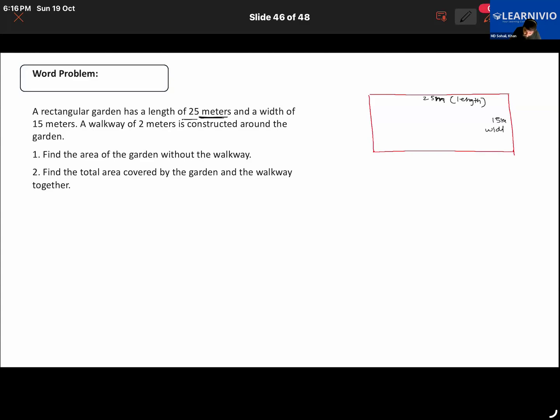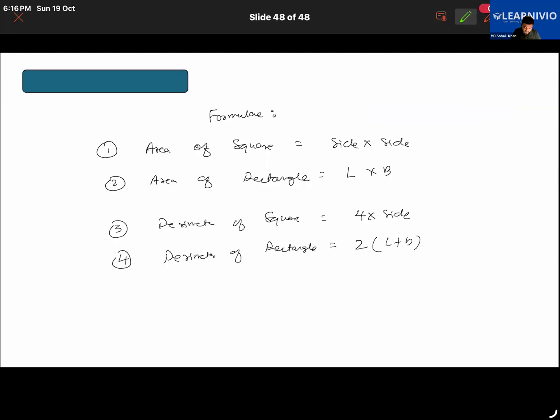See, you're confusing area with perimeter here. Okay, now you know the formula, but first of all, you need to understand what the question is asking. The question has asked you to find the area of the garden without the walkway. We will get to that in a while, but first, the question clearly mentions area. So you are using the formula to calculate perimeter, but you're saying area of the rectangle.